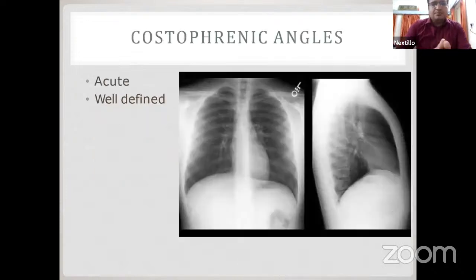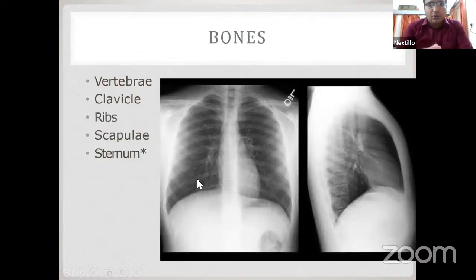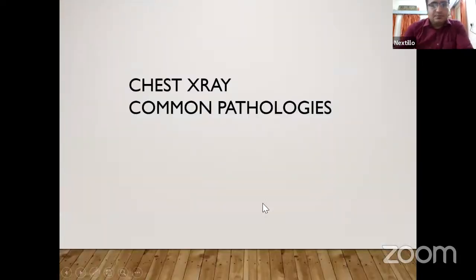Now, let's go. Costophrenic angle, we have talked about it. They should be acute and well defined. Now, bones, we have to look for the vertebra, clavicles, ribs, scapula, and sternum. Sternum, this part. On lateral view, you can appreciate this. This part is sternum. And this part is called retrosternal part.